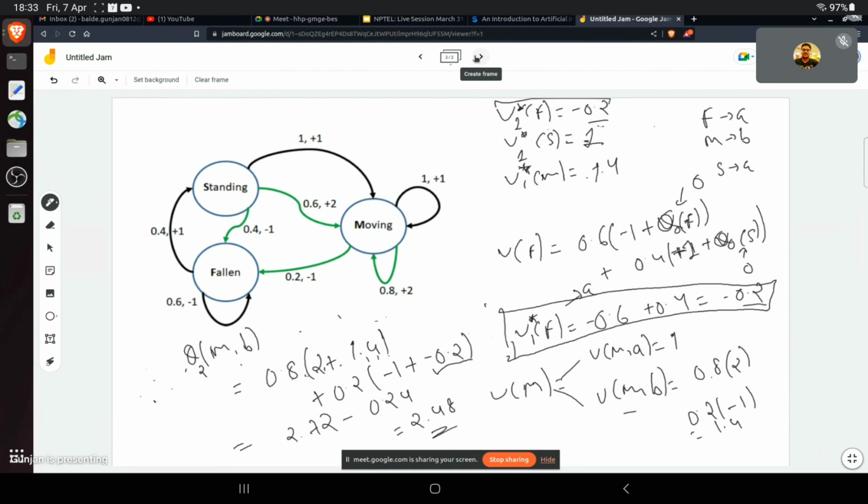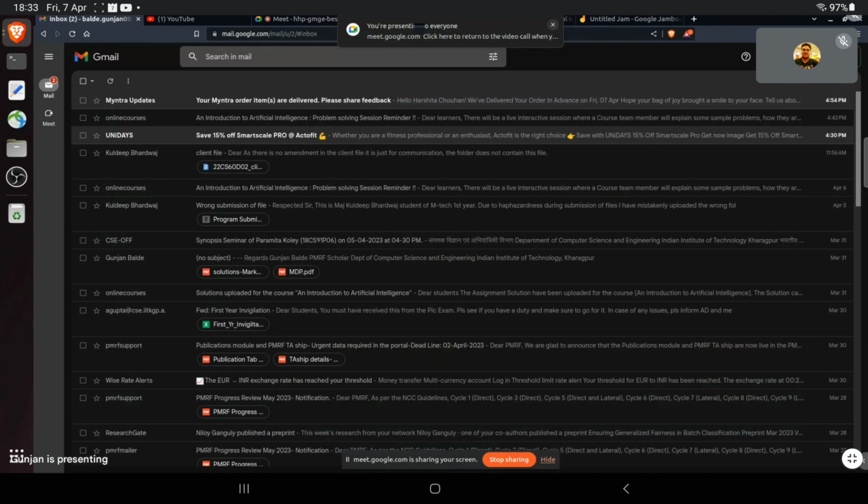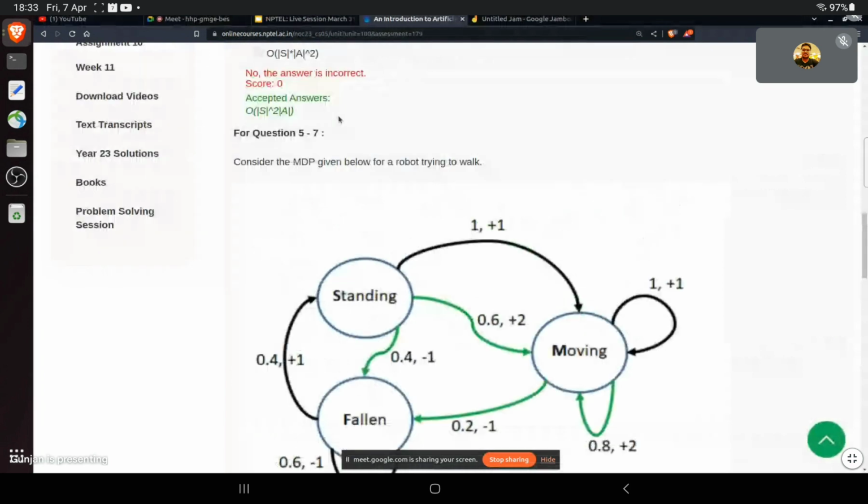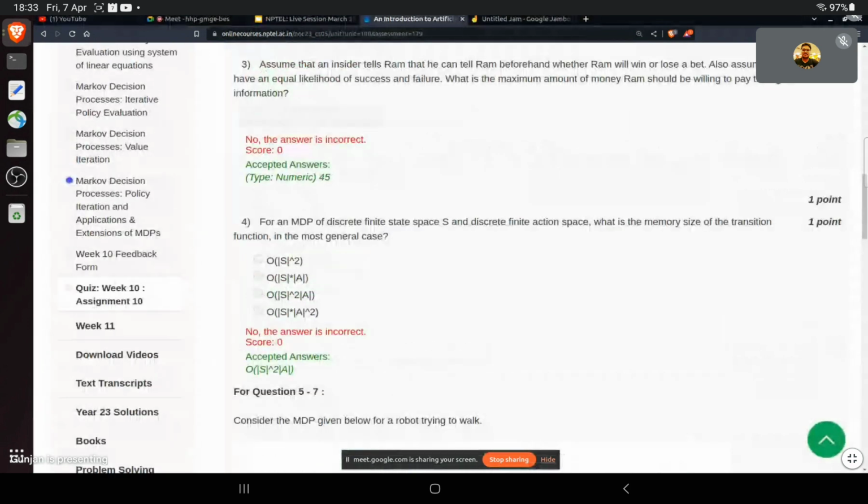Okay. So another question was question number 4. Sorry for that, I can just close this tab. Yes, this one. See, nowhere is it written that the discrete finite action space is given by capital A. And another thing is the third option, it is S square into A, isn't it? When it is written like this, there was no star, so multiplication was not there.